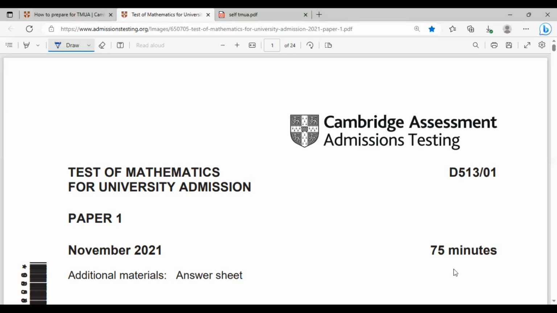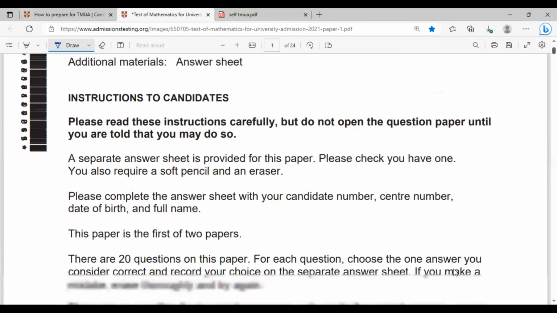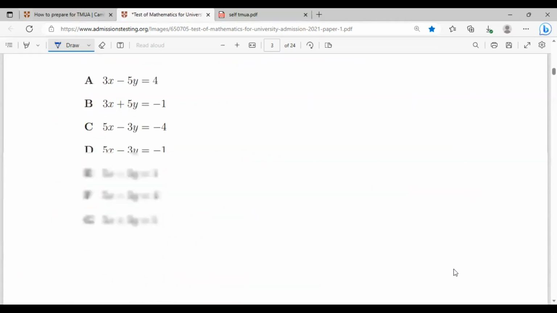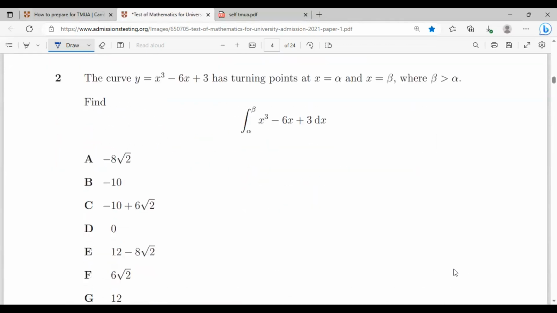In this series I will cover previous year questions with multiple approaches of solving and with relevant theory included. So let's start. This is the paper of November 2021, paper 1, and I am going to discuss question number 2. So let us first see question number 2.